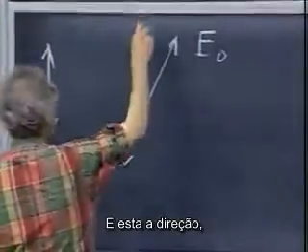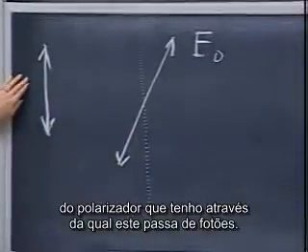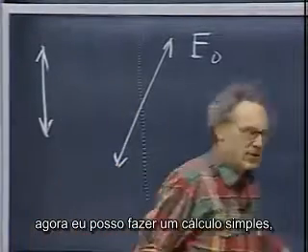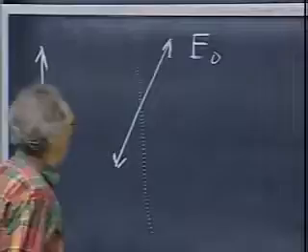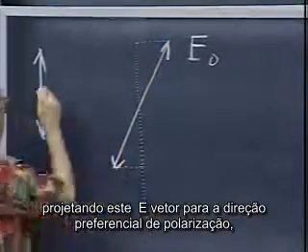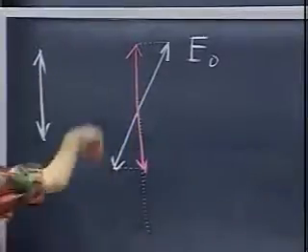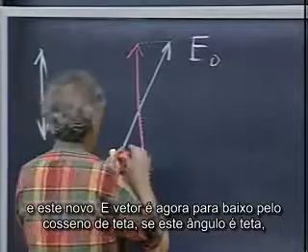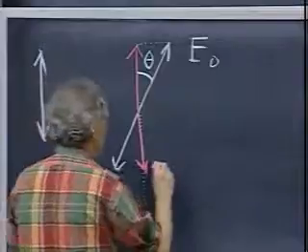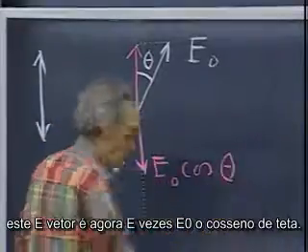And this is the direction of the polarizer that I have through which this photon goes. I can now make a simple calculation by projecting this E vector onto the preferred direction of polarization. And this new E vector is now down by the cosine of theta. If this angle is theta, this E vector is now E0 times the cosine of theta.